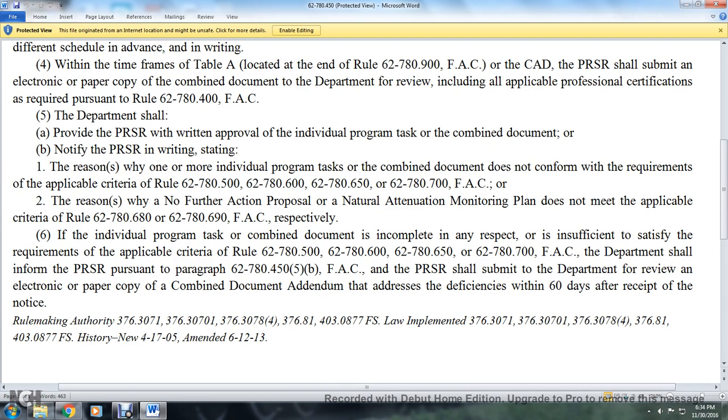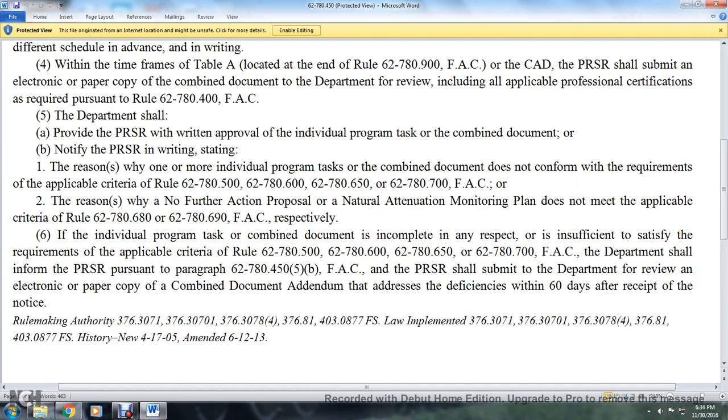The department shall inform the person responsible for site rehabilitation pursuant to paragraph 62-780.455(5)(b), Florida Administrative Code. The person responsible for site rehabilitation should submit to the department for review an electronic and paper copy of the combined documentation and addendum addressing the deficiency within 60 days after receipt of the notice.